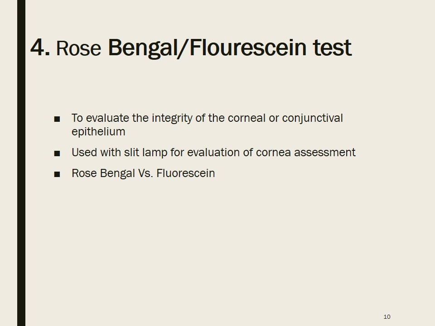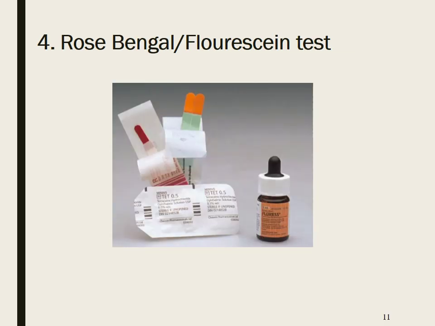Bengal and fluorescein test. It is used to evaluate the integrity of the cornea or conjunctiva epithelium. Normally, we use the slit lamp for evaluation of the cornea. However, if you don't have the slit lamp, you can use the burton lamp. Please go and find out what is the difference between Bengal versus fluorescein. This is an example of the Bengal and fluorescein strips. So the red one will be Bengal and the fluorescein strip will be the yellow one.